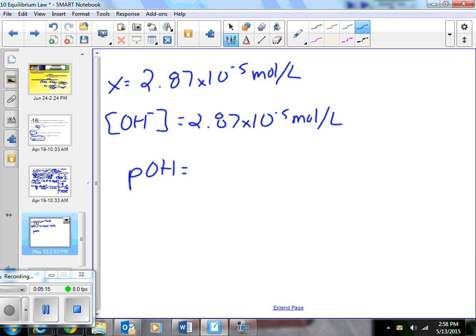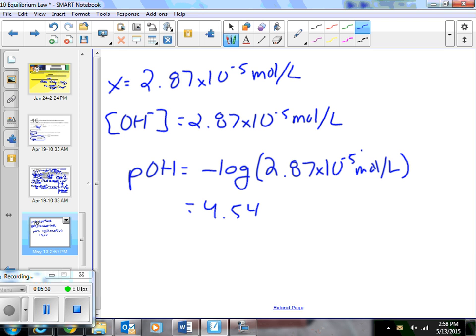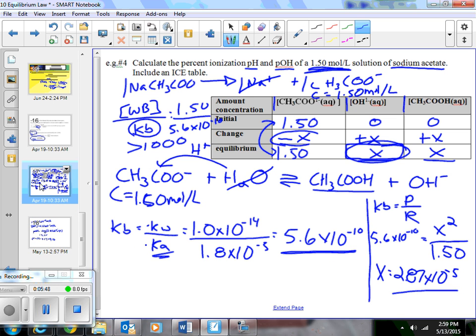So I can use that to find pH and pOH. pOH is negative log of the hydroxide concentration to give us a pOH of 4.54. I can find pH by subtracting that from 14. Oops, 4.54, to give me a pH of 9.46. The final thing that it asked for in the problem was the percent ionization.